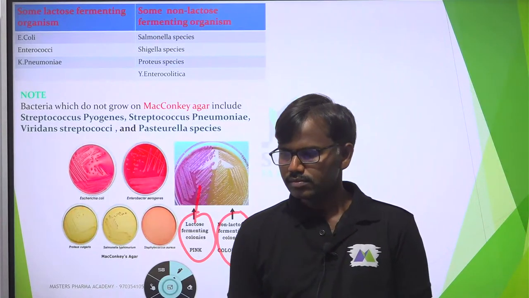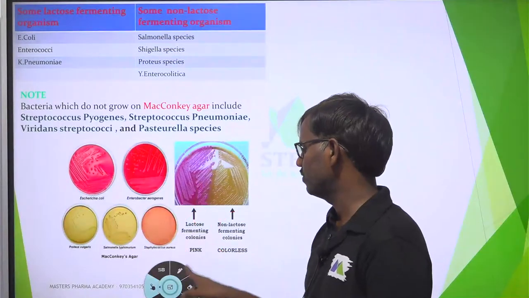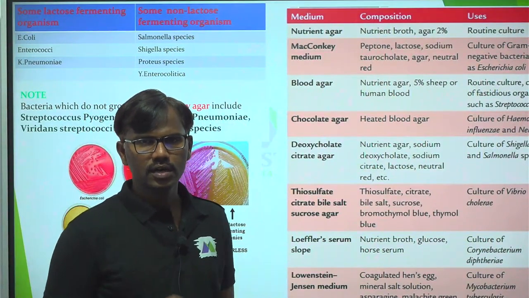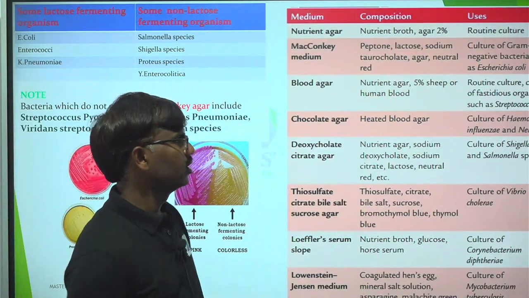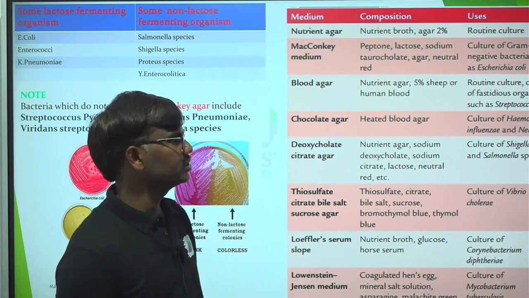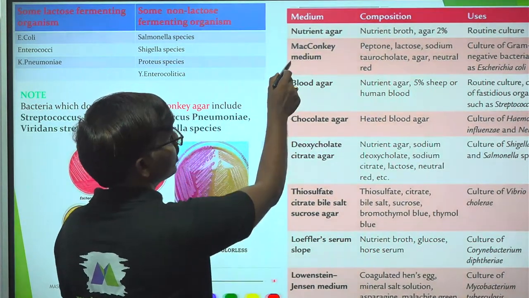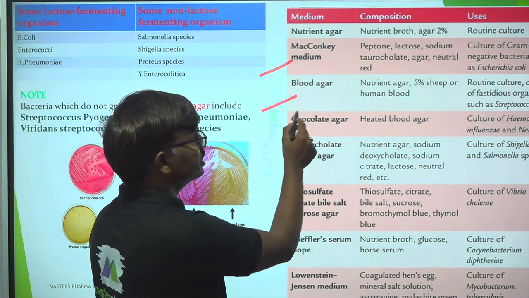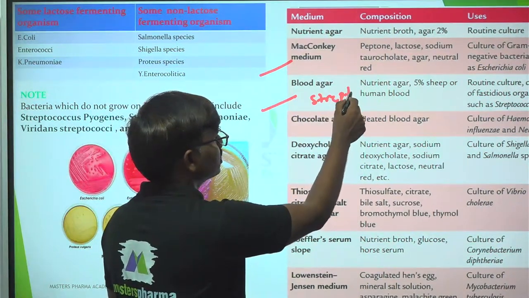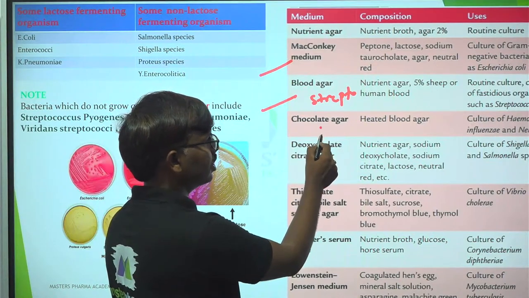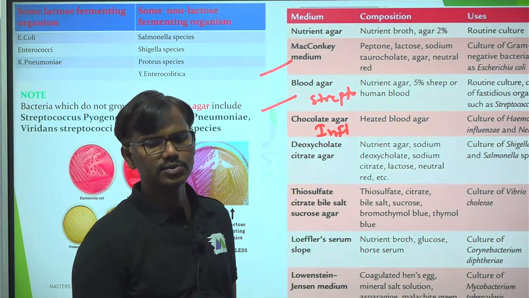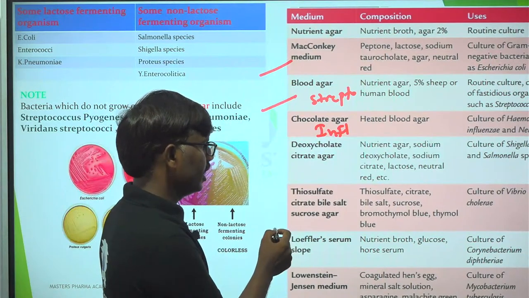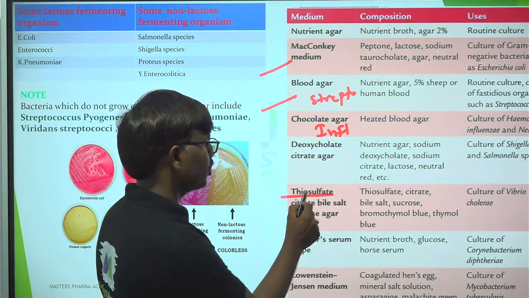Okay, next. What are the other media? These are very, very important. We will get one question from this kind of content, so please note it down. As we discussed already, MacConkey is used for culture of gram-negative bacteria, that is E. coli. Blood agar medium is for Streptococcus. Chocolate agar is used for Haemophilus influenzae. Deoxycholate citrate agar is for Salmonella species and Shigella. And importantly, thiosulfate citrate bile salt agar is used for Vibrio cholerae.